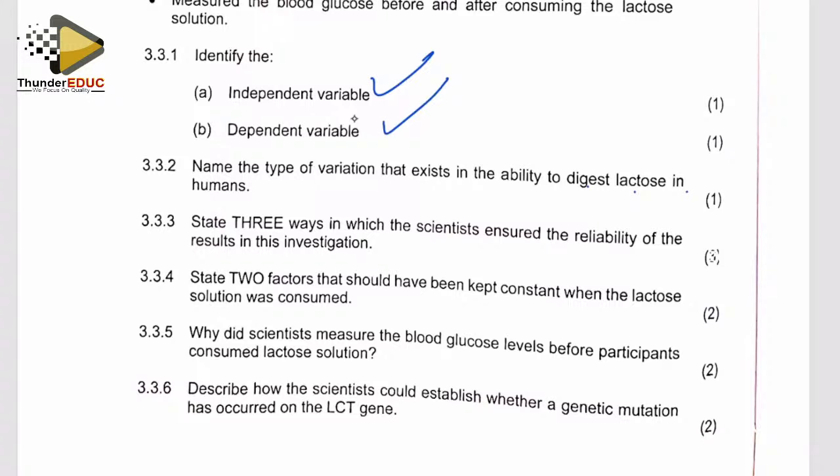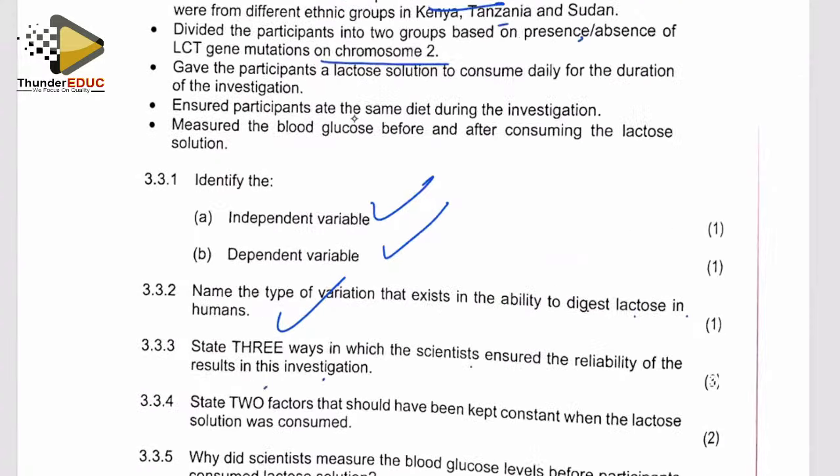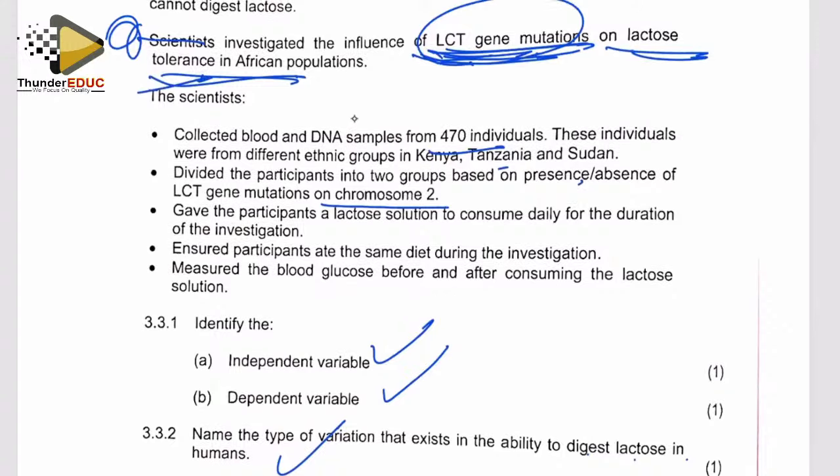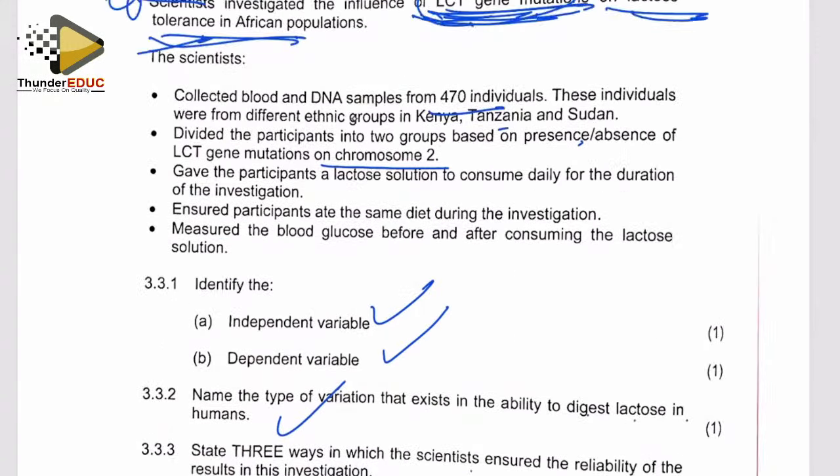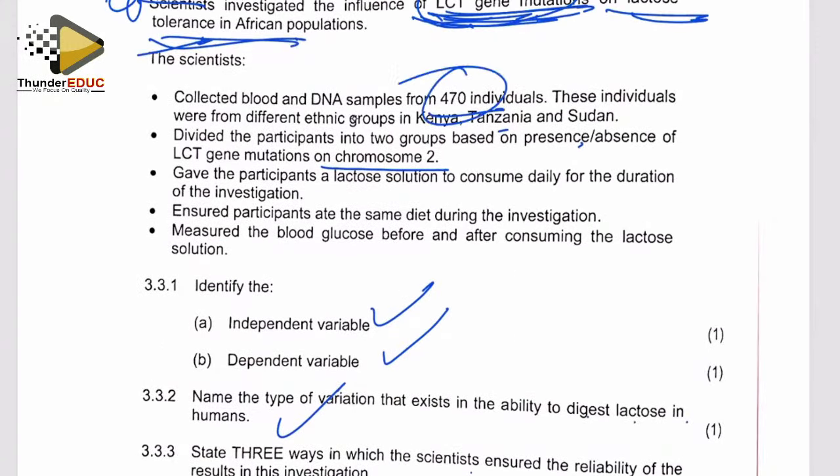Name the type of variation that exists in the ability to digest lactose. It is discontinuous variation. Either you digest or you can't digest. You can't try, you either do it or not. So you get your mark there. Then they ask you to state a way in which the scientists ensured the reliability of the investigation. Remember, reliability is increased by increasing the sample size. So they used 470 people.